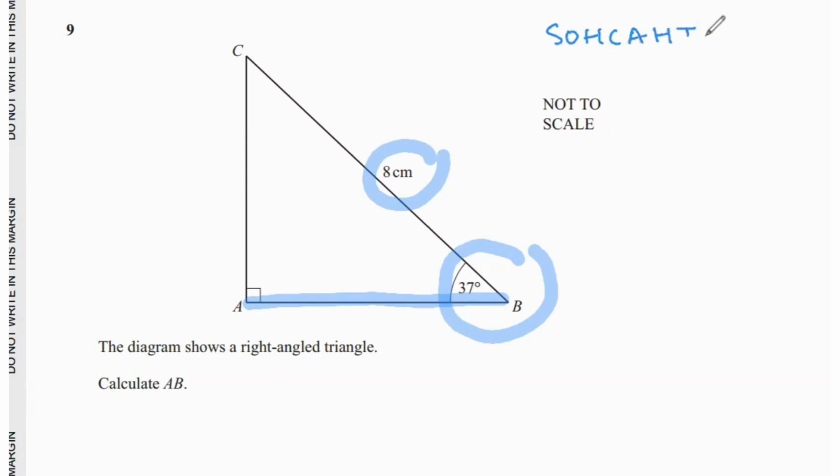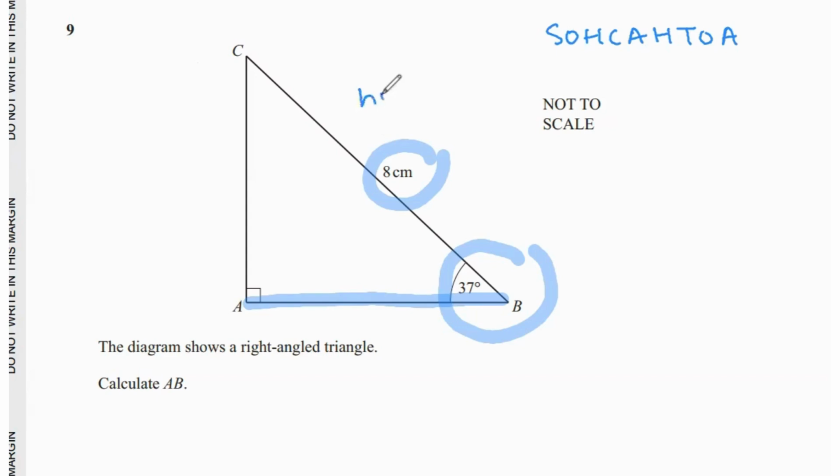So for SOHCAHTOA, we need to know which one of the trig ratios we can apply. Can we apply sine, cosine, or tangent? If you remember SOHCAHTOA, SO means sine equals opposite over hypotenuse. For cosine, it's adjacent over hypotenuse. And for tangent, it's opposite over adjacent. Now to figure out what information they've given us, do we have the opposite? Do we have the adjacent? Or do we have the hypotenuse?